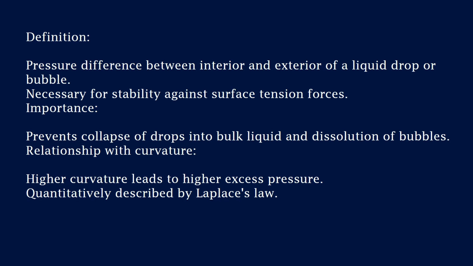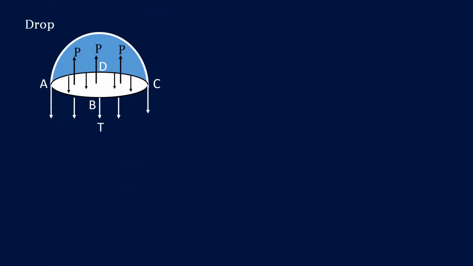Imagine the drop to be divided into two equal halves. Considering the equilibrium of the upper hemisphere of the drop, the upward force on the plane face ABCD due to excess pressure P is F equals P pi R squared. Here excess pressure is the pressure inside minus the pressure outside.